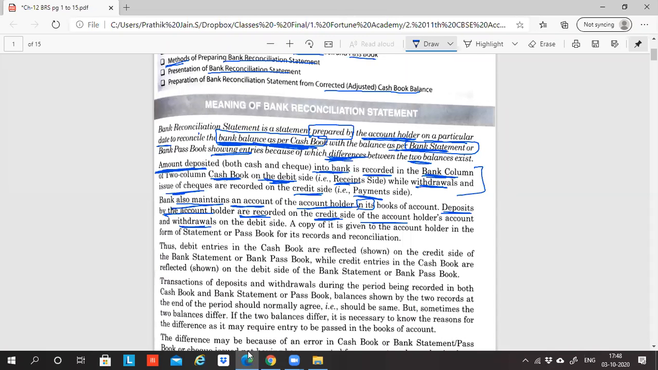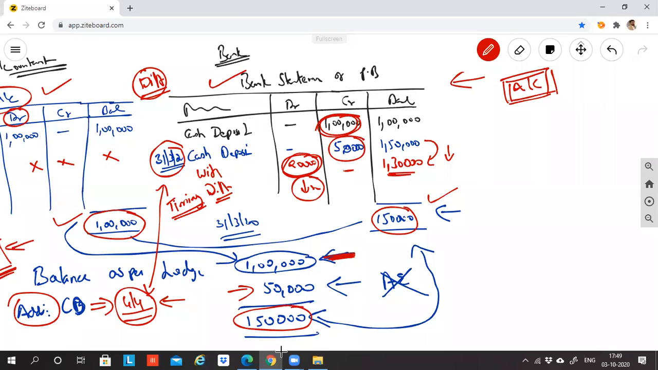But the withdrawals are recorded on the debit side. A copy of it is given to the account holder in the form of a statement, a bank statement or a passbook. So whatever accounting is done by the bank, the bank will give a copy of the statement to the account holder or the accountant, telling them, see, this is the statement I prepared. You cross check with the accounts you prepared.